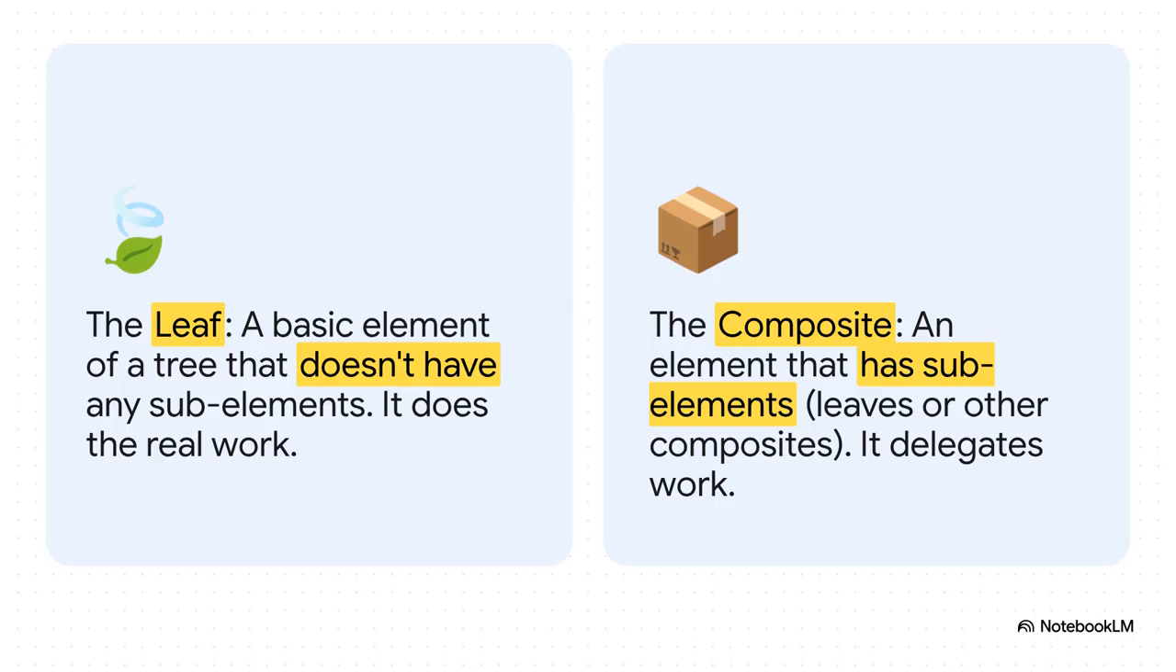Now, using that common rulebook, we create two different kinds of objects. First, you have the leaf. This is our individual product. It doesn't have any children. It's the end of a branch. It does the real work, like providing its own specific price. Then you have the composite. This is our box. Its only job is to be a container, to hold other components and delegate tasks to them, like asking all its children, hey, what are your prices?